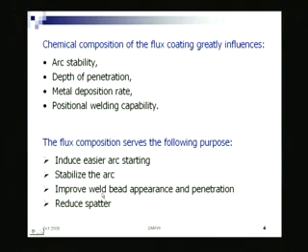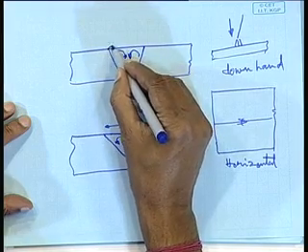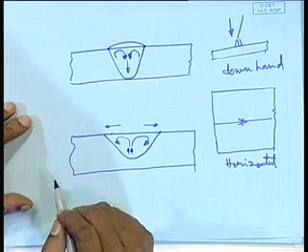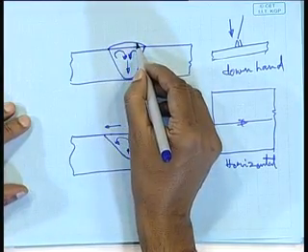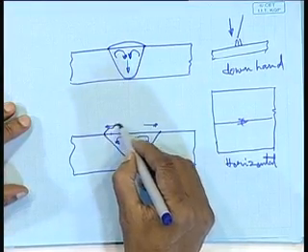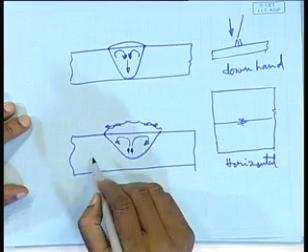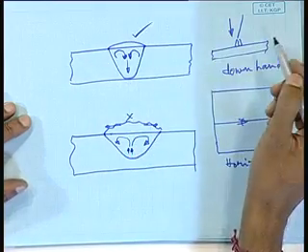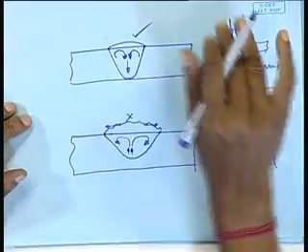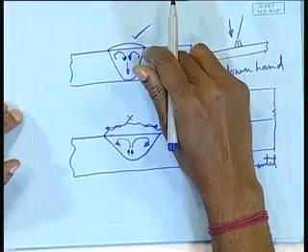Then improve weld bead appearance and penetration. Weld bead appearance means, when you do a welding, this is what the appearance is. Bead appearance means the bead profile, it has to be smooth. If it is very rough, this is not a good bead, this is a better bead. It has a smooth surface. Why is it important to have a smooth surface?